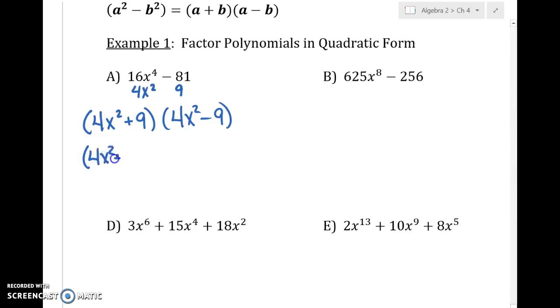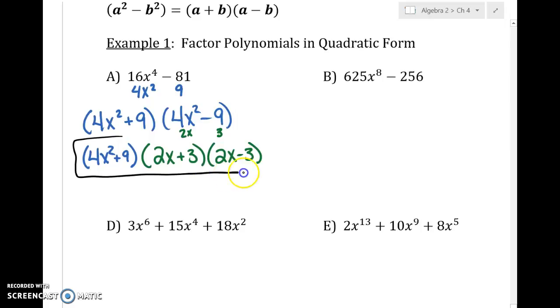4x squared plus 9. However, the second set of parentheses, we have x squared minus. And anytime you see x squared minus, you are probably not done. 4x squared is the perfect square of 2x. 9 is the perfect square of 3. So that one factors further into 2x plus 3 times 2x minus 3. And now, that is fully factored.